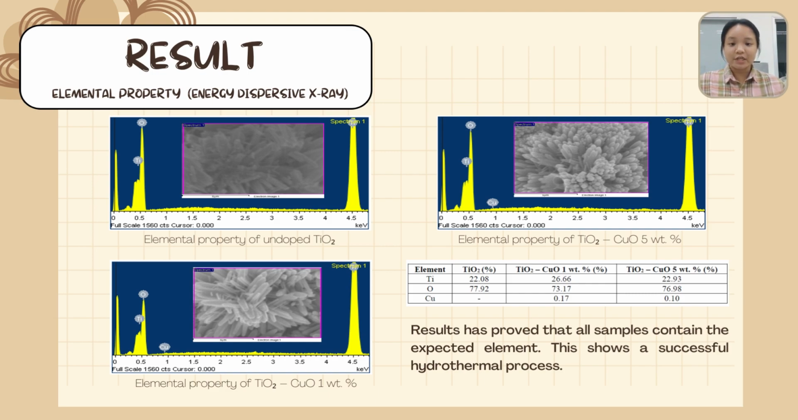The next analysis is on the elemental property, which is done using energy dispersive X-ray. This is to see whether the elements that we want exist in our samples. The results here prove that all samples contain the expected elements. For the doped TiO2, we have Ti, O, and Cu, and for the undoped TiO2, we only observe Ti and O. So this shows a successful hydrothermal process.